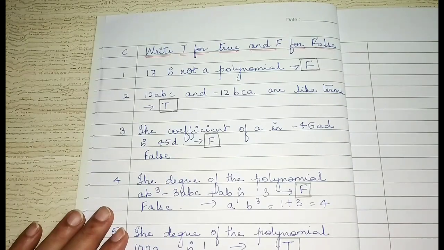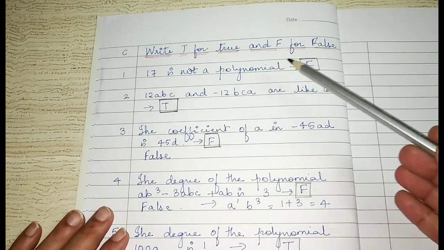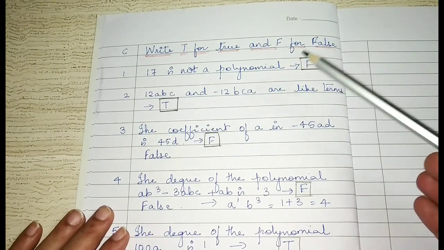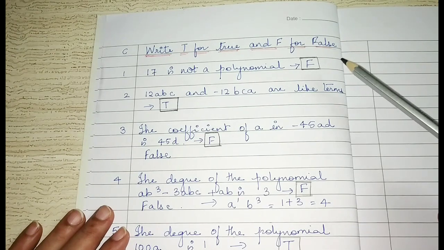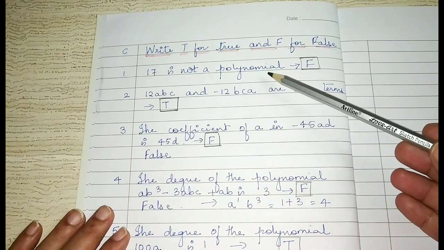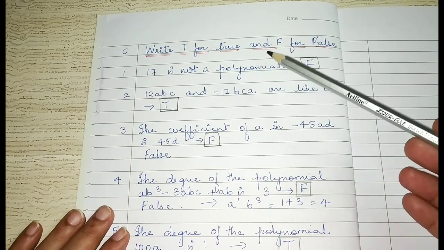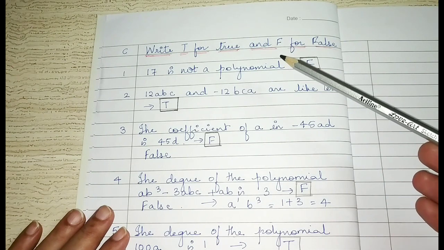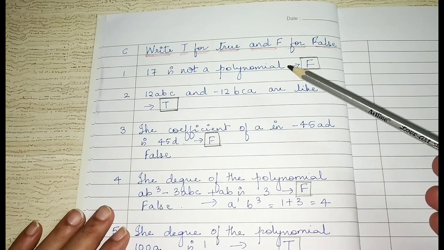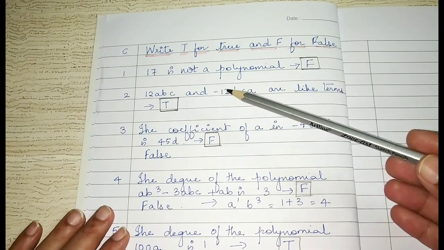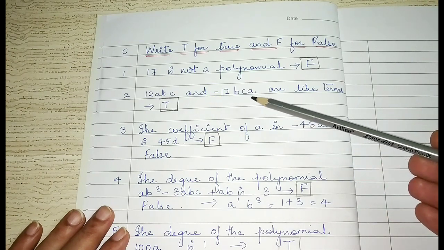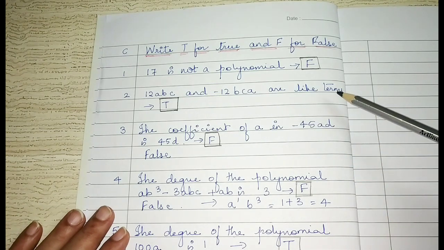ठीक है. क्वेश्चन सी, write T for true and F for false. So we have to write if it is true then T, if it is false, the statement is false, then we have to write F. First, 17 is not a polynomial. False. Why? Because a polynomial is a combination of constant and variables. 17 is a constant here.